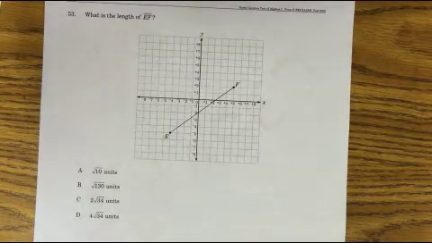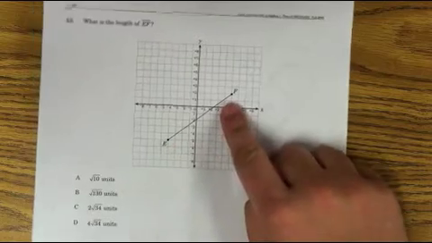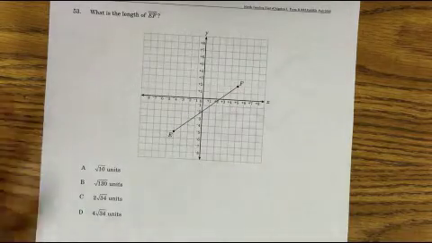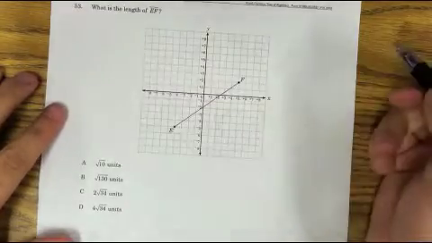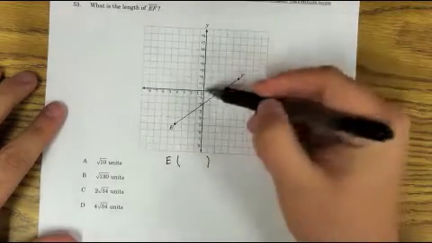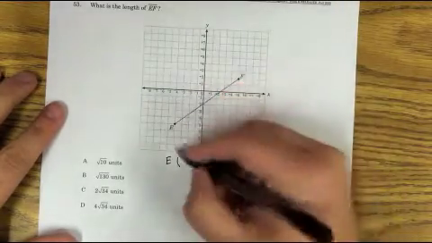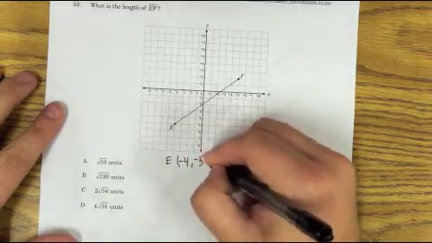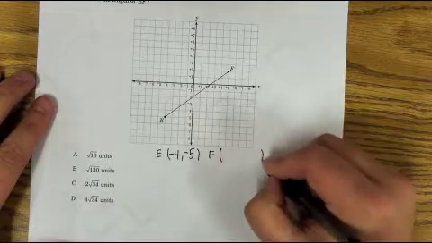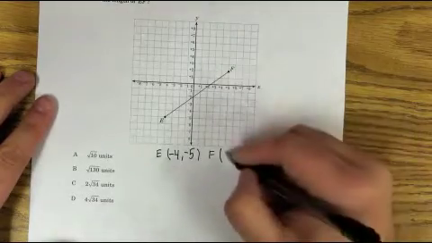All right. And the directions say what's the length of the segment EF. Okay. Well, we're going to do a traditional style and apply our formula. Okay. So first of all, the coordinates of E is what? Let's see, that is -4, -5. Okay. And then our F is 5, 2.